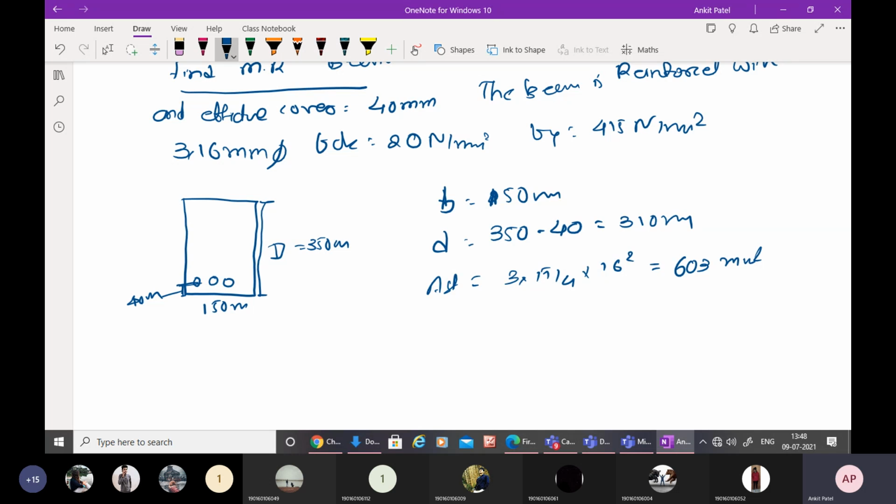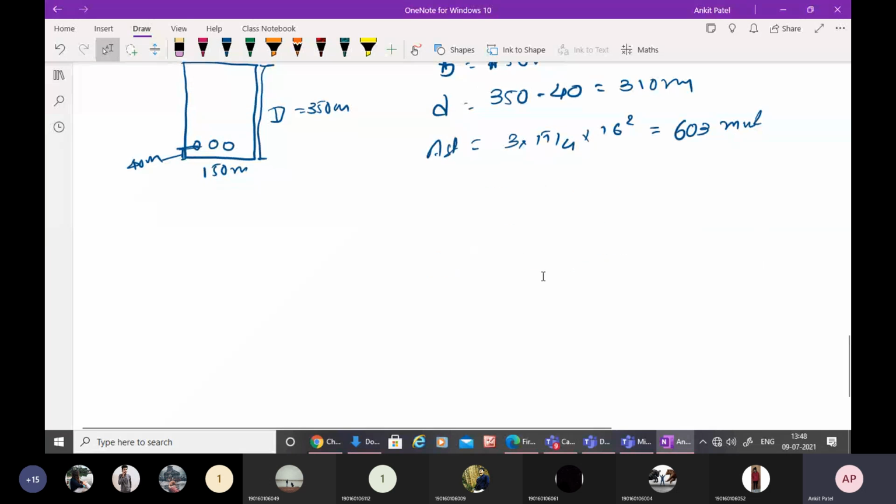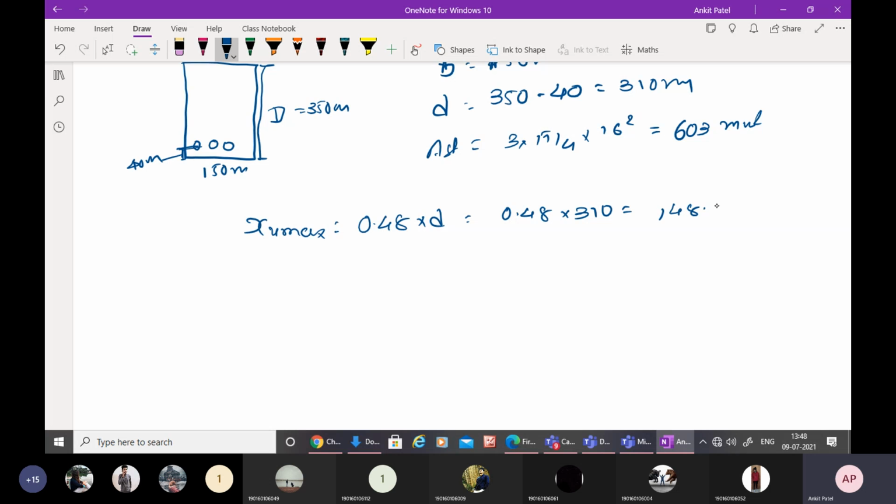Now we have to determine the value of Xu. First of all I'm going to write down Xu max. So what is Xu max? The grade of steel is given, same. So we have to use 0.48 into d. So 0.48 into 310 is equal to 148.8 mm.